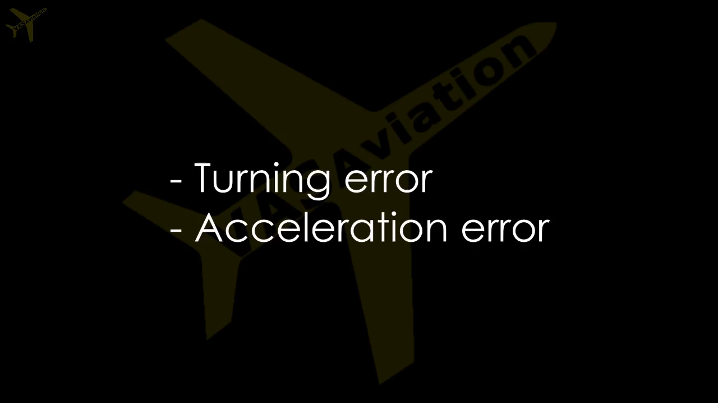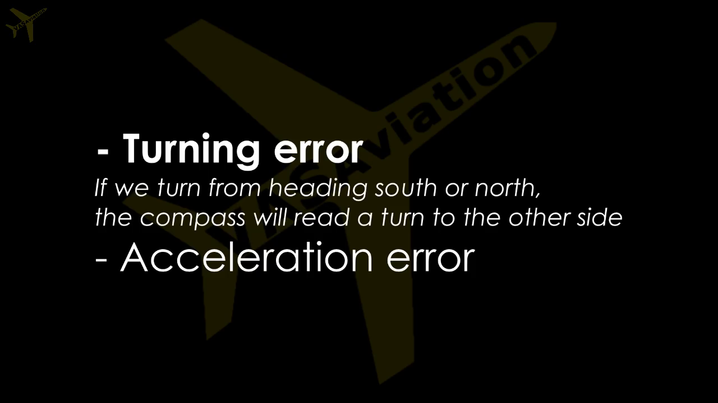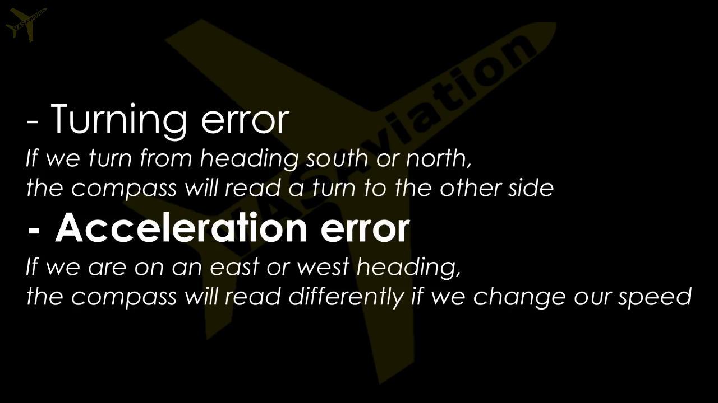These two errors are usually called turning error and acceleration error. If we happen to be on a northerly or southerly heading and we initiate a turn one side or another, the compass will not show the entire truth. If we happen to be on an easterly or westerly heading and we accelerate or decelerate, the compass will show a variation that is actually not the truth.